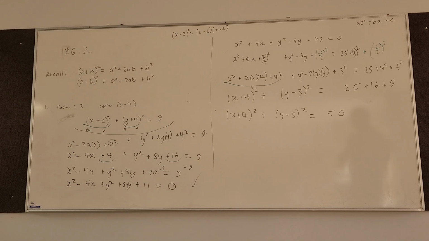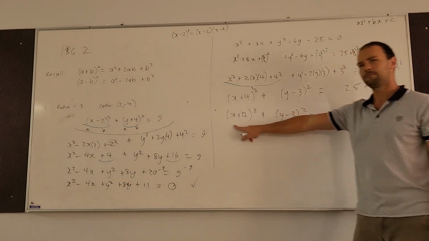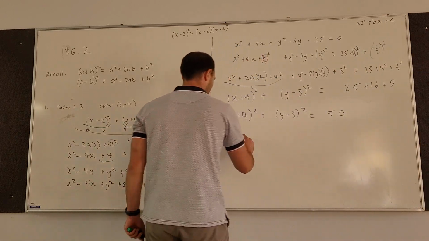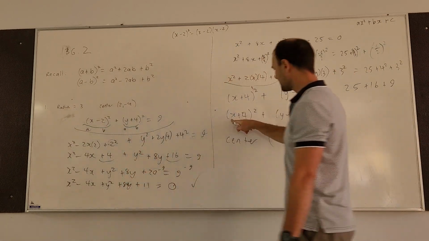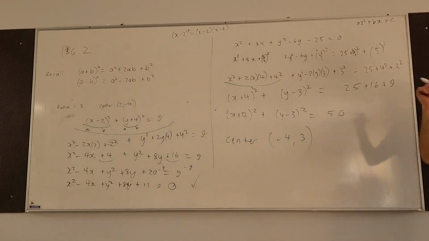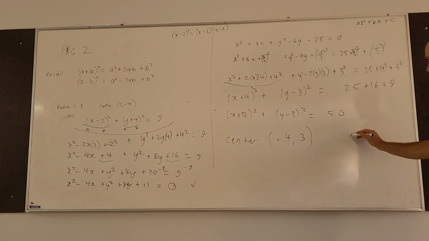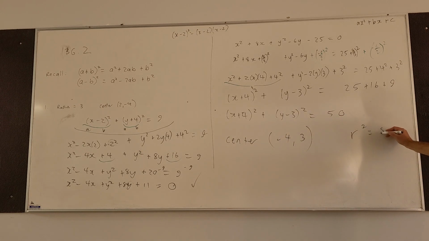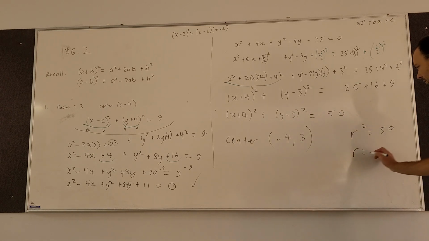Okay, so this is the form of a circle that we are familiar with. The center of this circle is x is minus 4, y is positive 3. That's the center of the circle. And the radius squared is 50, right? The radius squared is 50. So therefore the radius of this circle is the square root of 50.